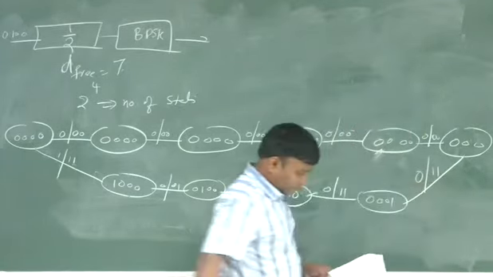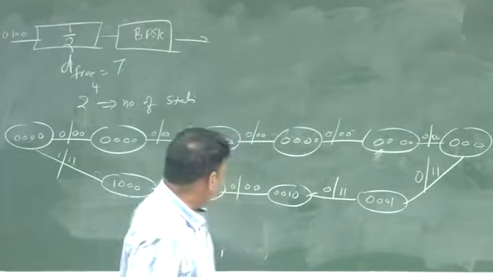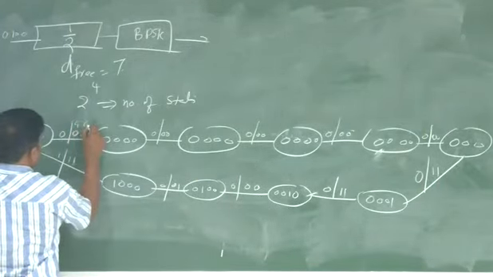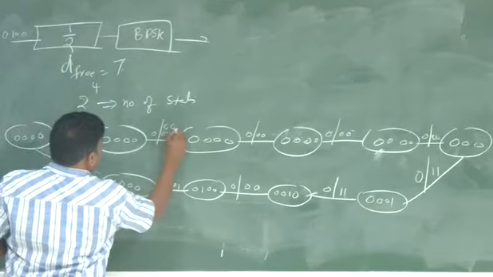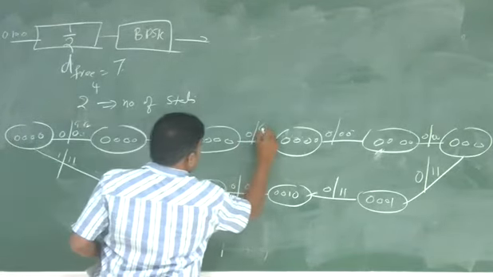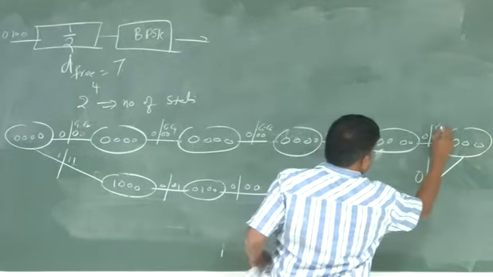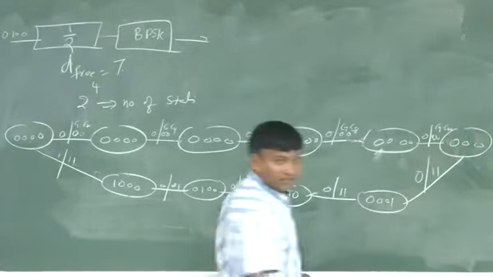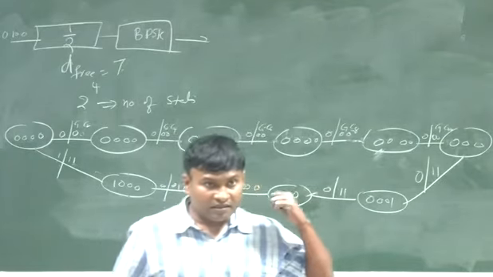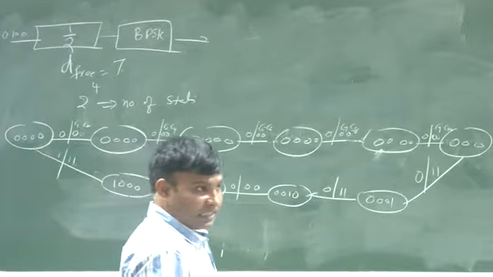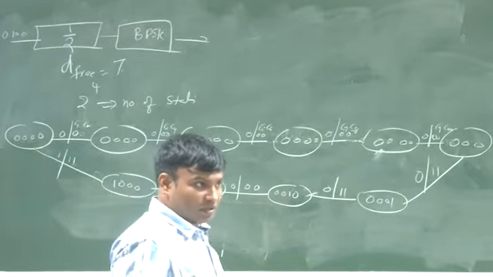1, 1. Okay. Now, I will call this C1, C2, C3, C4, C5, C6, C7, C8, C9, C10. I'm just labeling the transmitted code word as C1 to C10. That is the transmitted code word, which is all 0 code word.